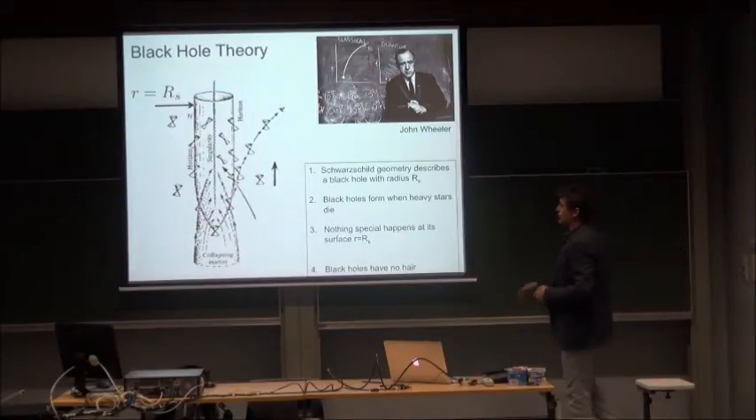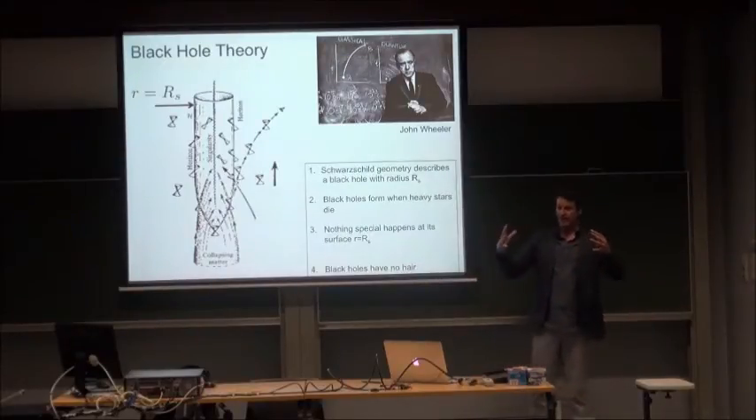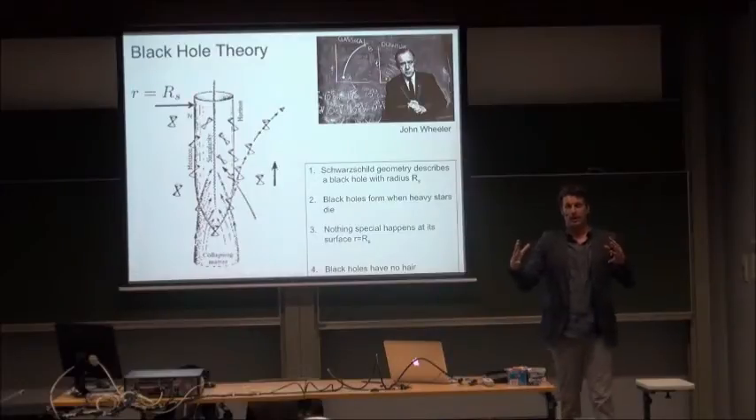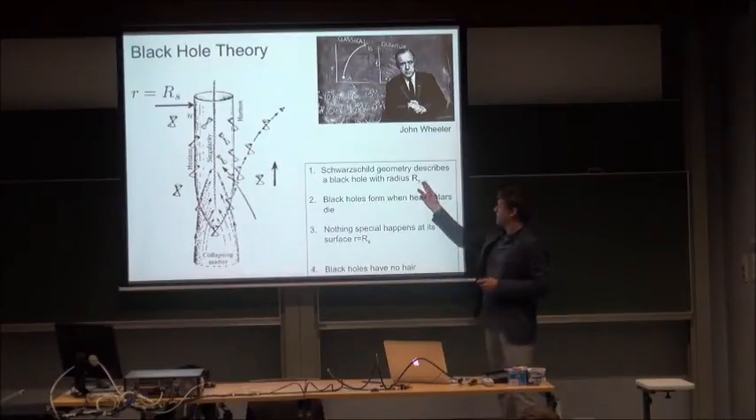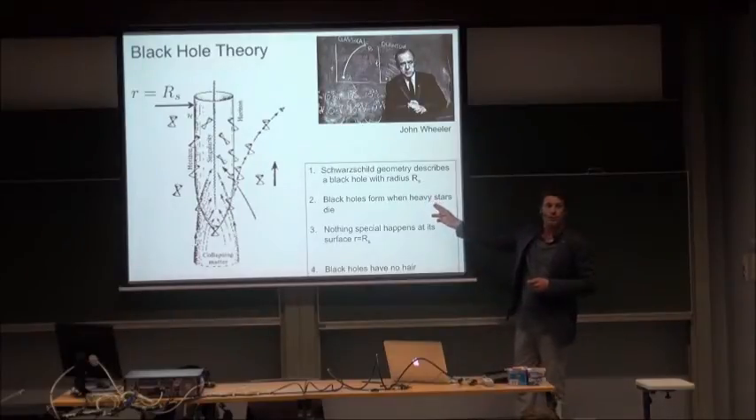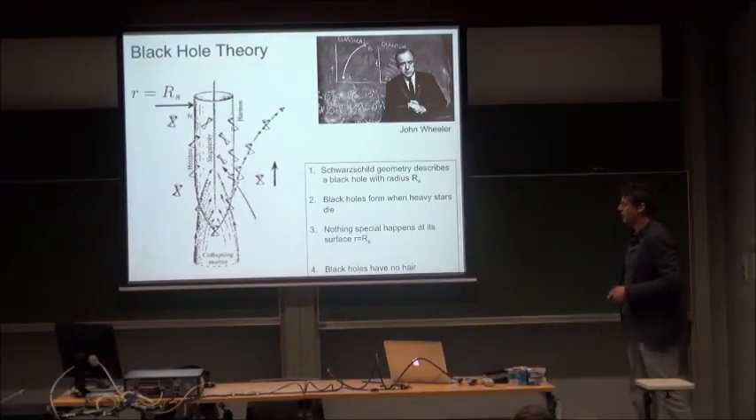The Schwarzschild geometry, which I gave, describes a black hole with a radius Rs given by the mass of the point mass. Most importantly, black holes form when heavy stars die. That's illustrated in that famous diagram, which is due to Penrose.